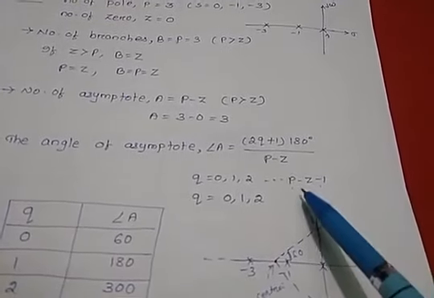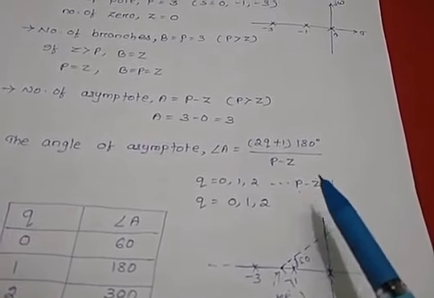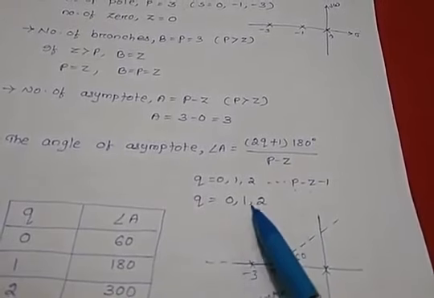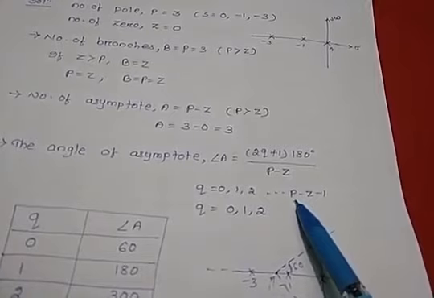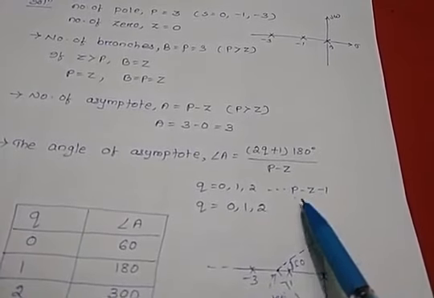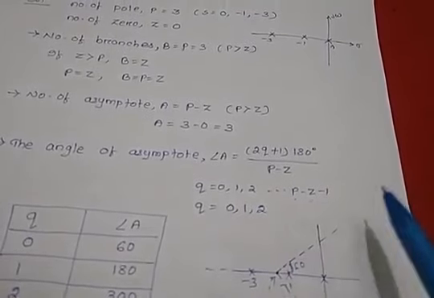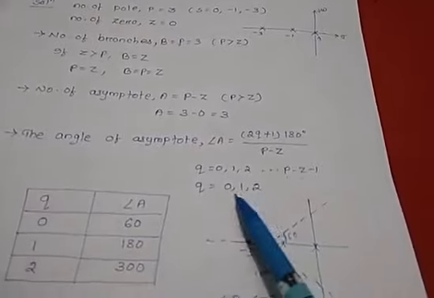As P is 3 and Z is 0, P minus Z minus 1 is 3 minus 1, that is 2. That means q goes up to 2. So we count starting from 0 and ending at 2, that is 0, 1, 2.